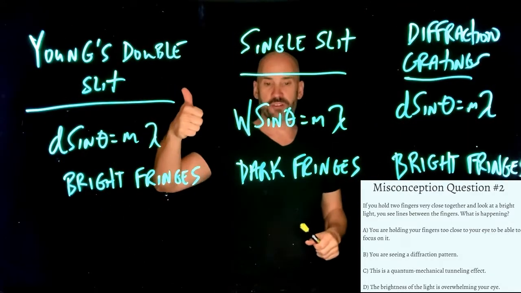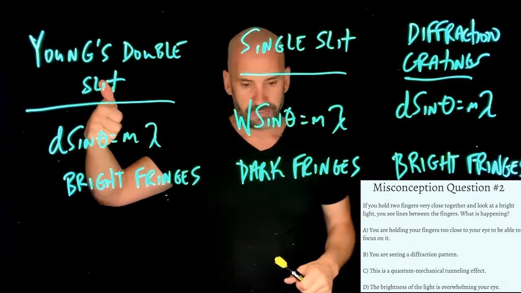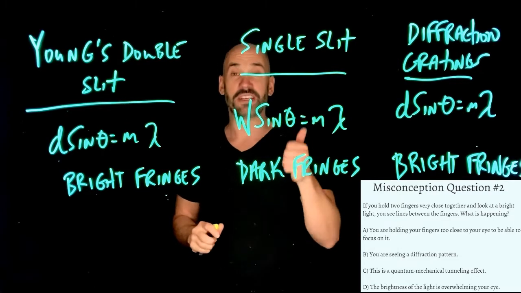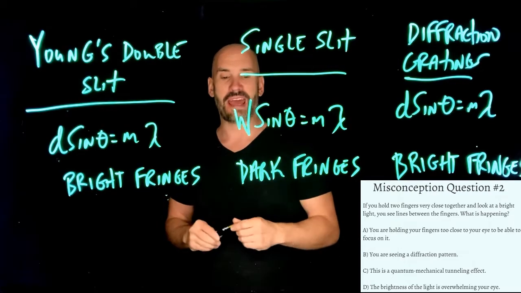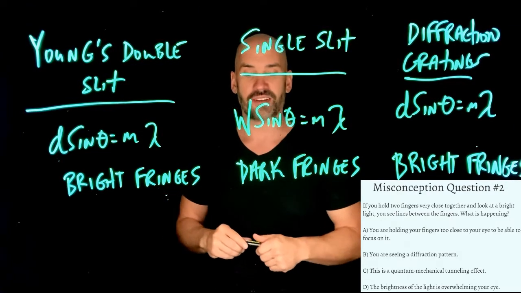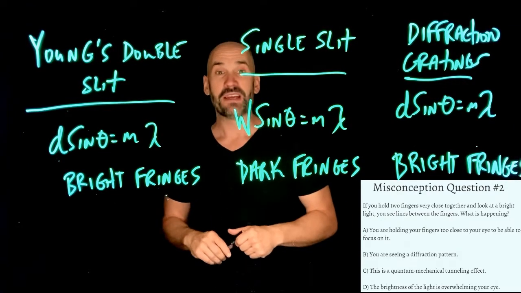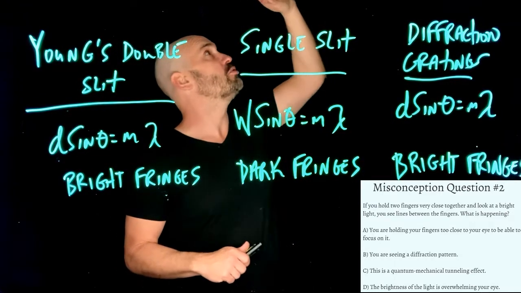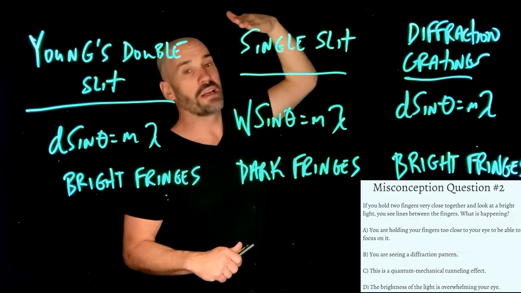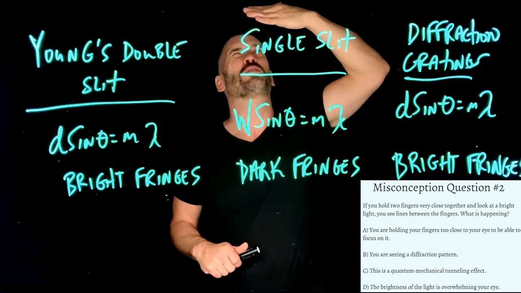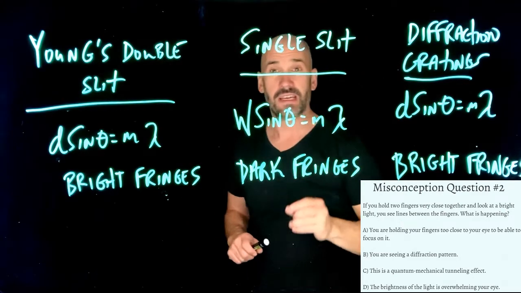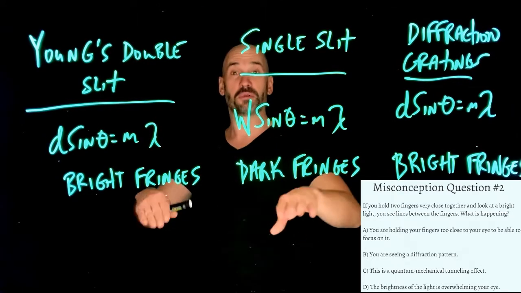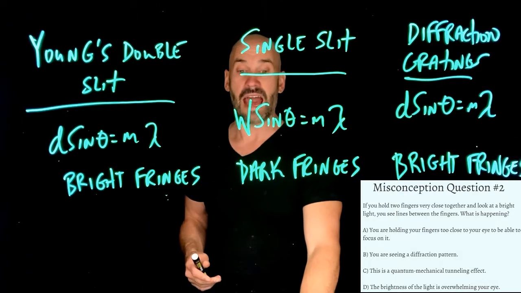So A, you're holding your fingers too close together to your eye and you're not able to focus right. B, you're seeing a diffraction pattern. C, this is a quantum mechanical tunneling effect. Or D, the brightness of light is overwhelming your eye. The answer is B. You are actually recreating single slit diffraction when you hold your fingers really close together to a bright light and you see those fringes. Sometimes you might have to squeeze them together enough to see the fringes, but hopefully you can see it yourself. You're getting a diffraction pattern, so you can prove to yourself that this thing called diffraction actually works.